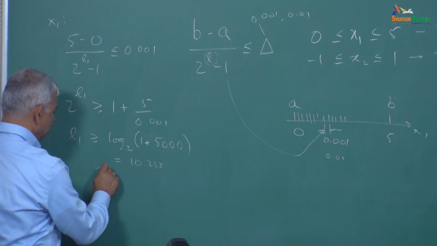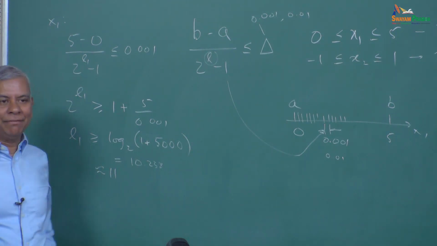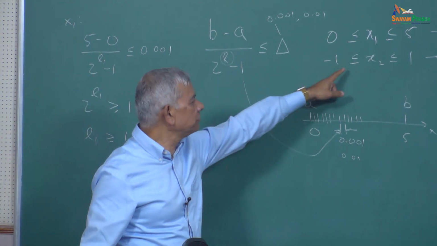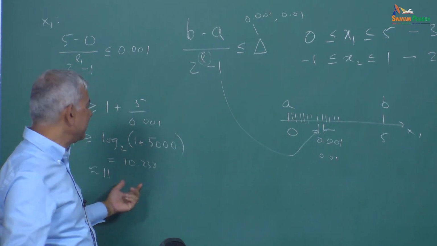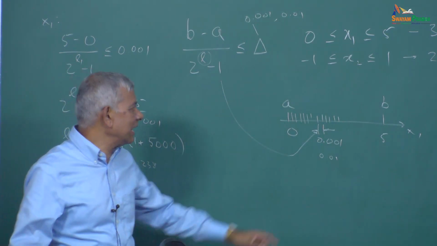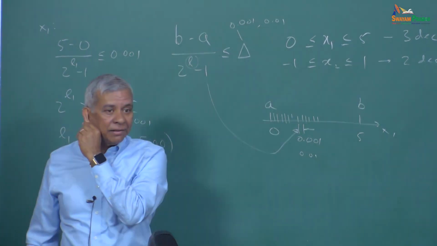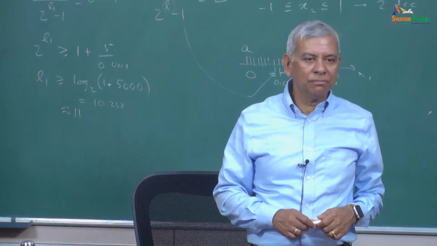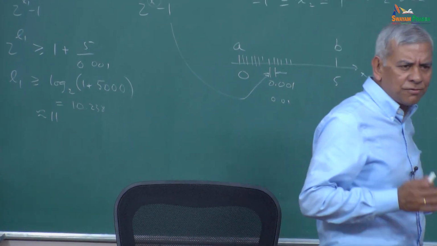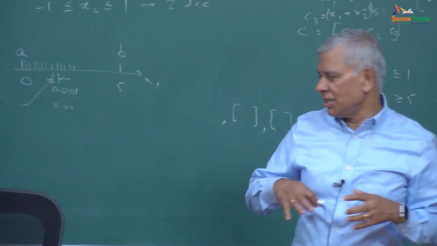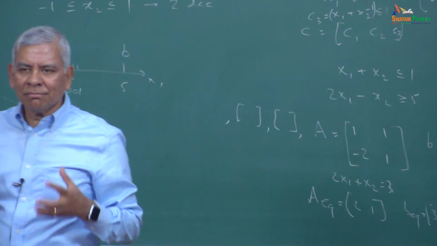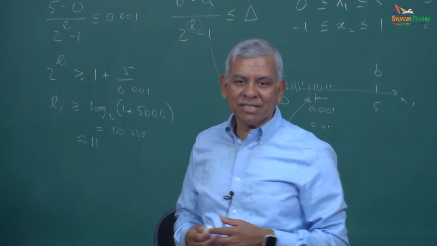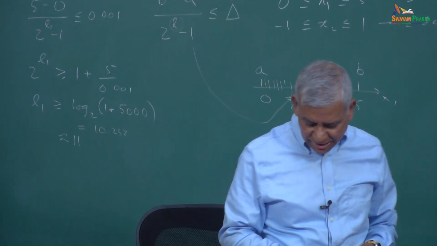So what will you choose? 11. 11 should be the minimum. That will give you this kind of precision. Same thing you do now for x2. So x1 may have 11 bits, and x2 may have 9 bits because I want less precision there. You can try that. So that's the first part. Any questions? Very simple, just a simple exercise for you to see how, in binary coded GA, we don't use them anymore, but this is a good idea to see how they used to figure out how many bits are needed. And we have a code that does that too.